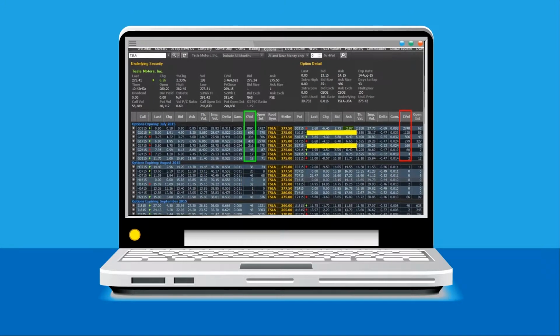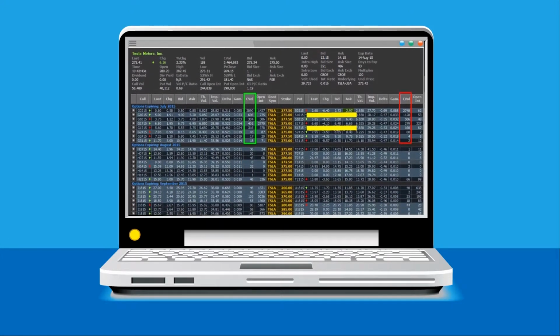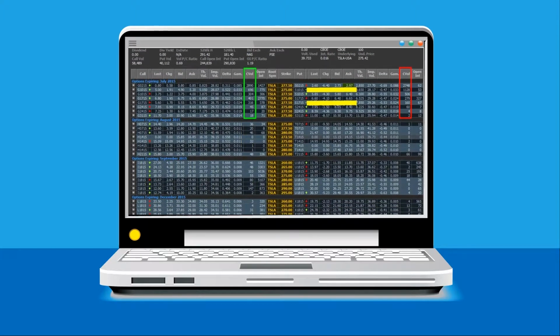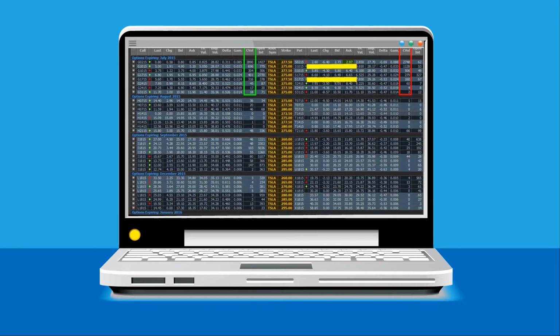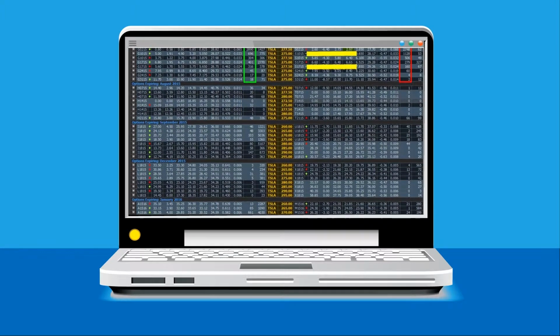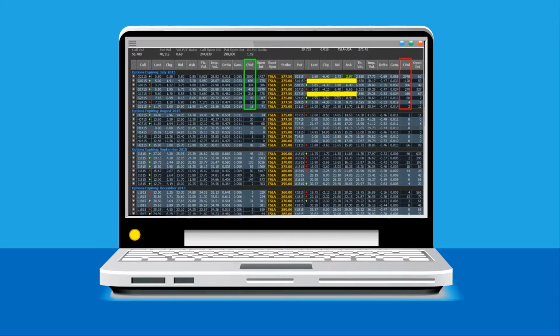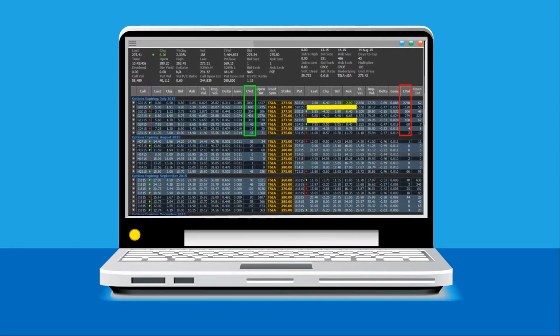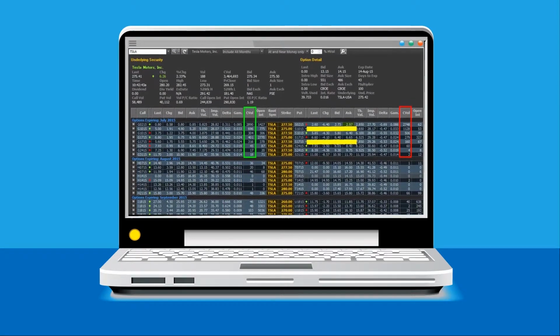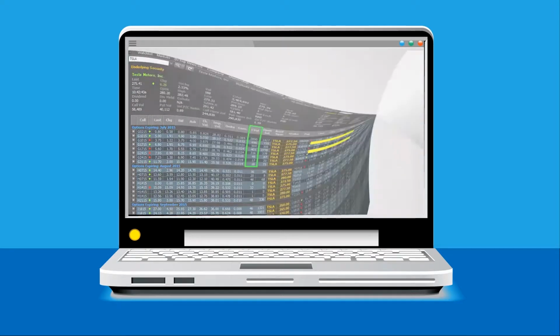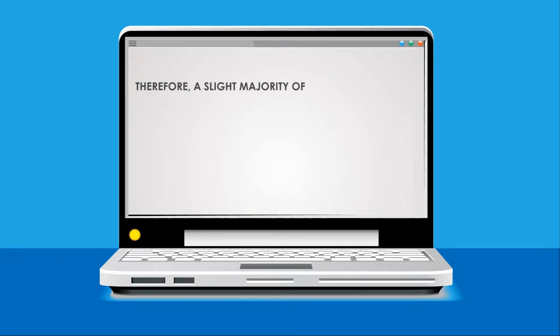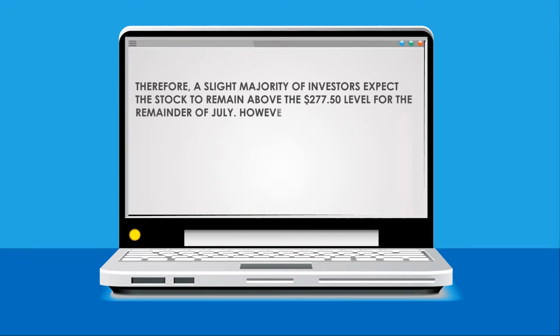However, it may be worth mentioning that the largest concentration of contracts traded were in the July 2015 expiration $277.50 calls. There were 2,890 of these call contracts traded for this client, which equates to 289,000 shares. Remember, every individual options contract is 100 shares. Therefore, a slight majority of investors expect the stock to remain above the $277.50 level for the remainder of July. However, overall sentiment for the month is pretty mixed.